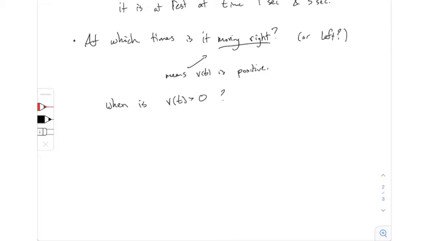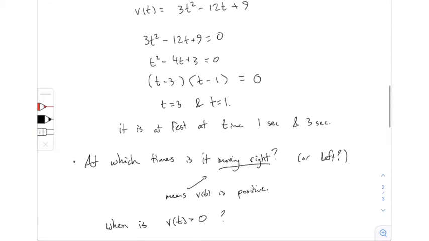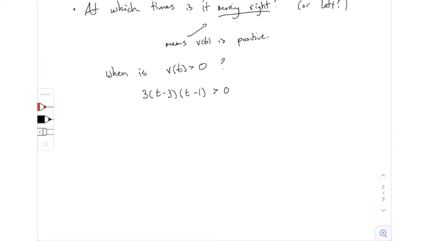V of t, we already know what it is. It's this formula up here. And in fact, we already know how it factored. So if you'll allow me to factor it out again, this is what we're talking about. Is this thing greater than 0? Because that's the factored version of v of t. When is that thing greater than 0?